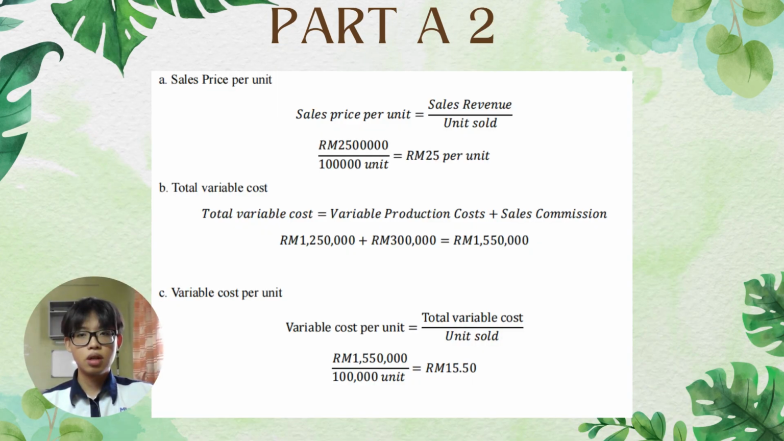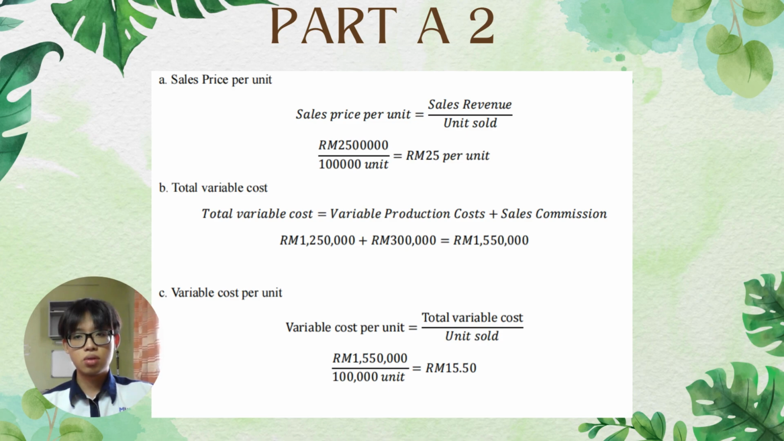In this part, we are going to calculate all the items in 2024. To calculate the sales price per unit, we will take sales revenue divided by units sold. Sales revenue for 2024 is 2,500,000 and we divide that by units sold, which is 100,000, and our sales price per unit is 25.